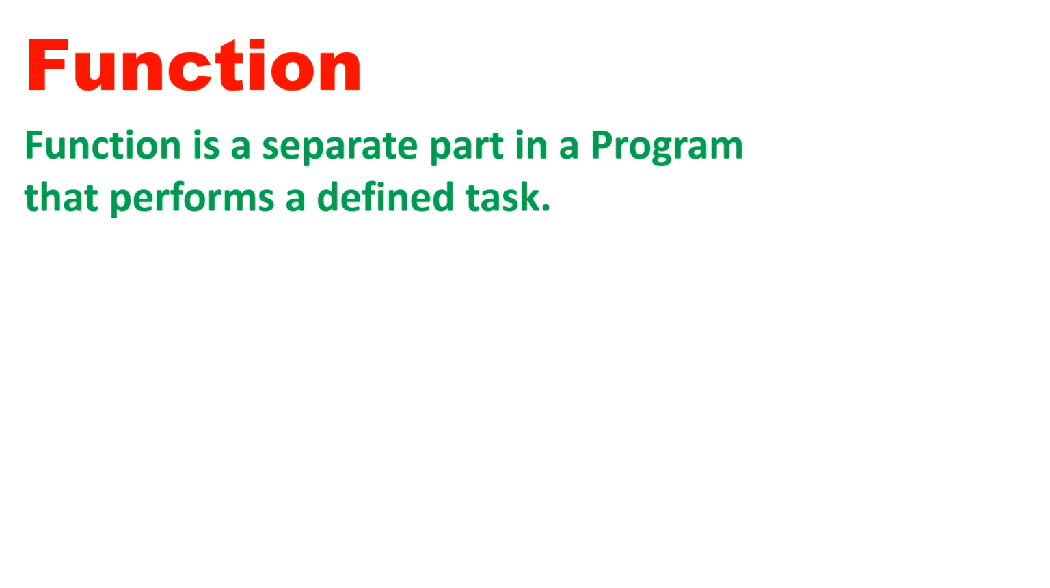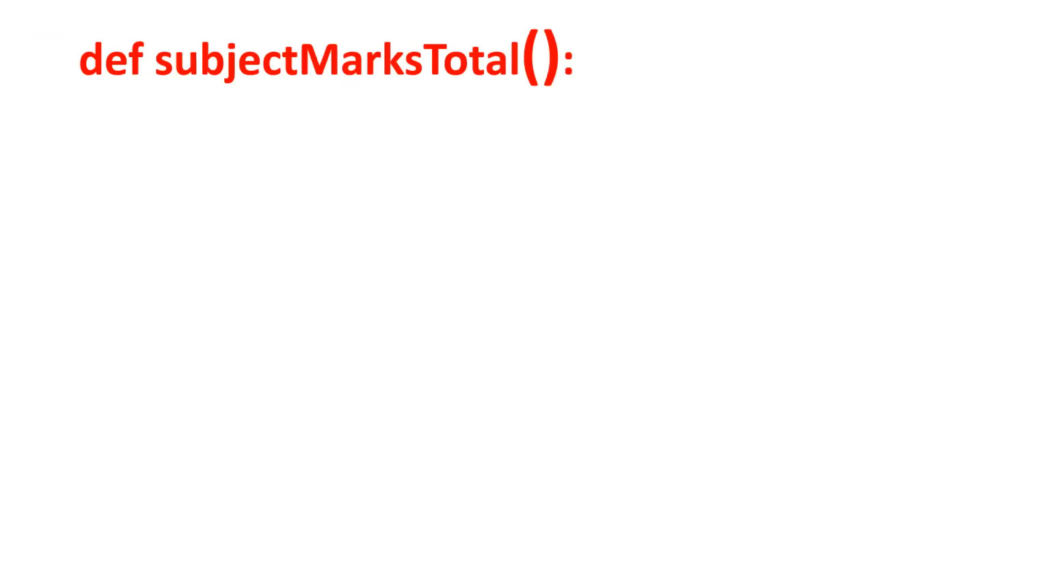So we know whenever we want to do multiple tasks in a program, then we should divide our program into separate parts. Those separate parts are called functions, and every part will perform a particular defined task. So what is a function? A function is a separate part in a program that performs a defined task. So let's create a function with arguments.